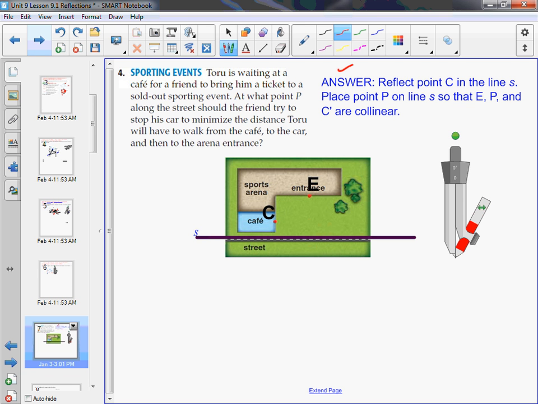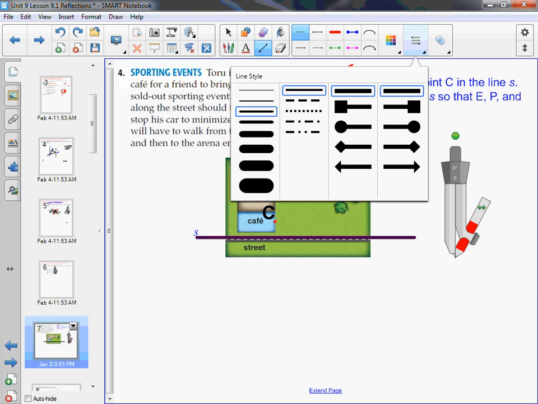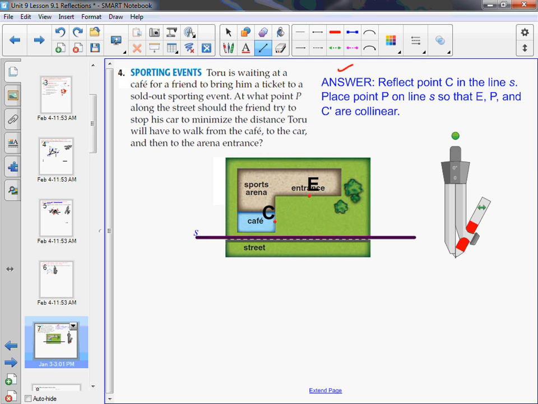So here's what I'm talking about. I'm going to reflect point C. So we know the drill now, don't we? So on your paper, make a quick sketch of point. You don't have to draw the building. Put point C and point E in a line of reflection there on your paper.